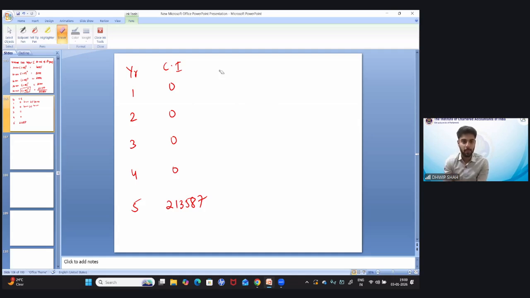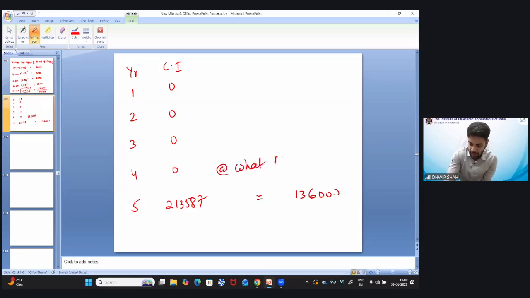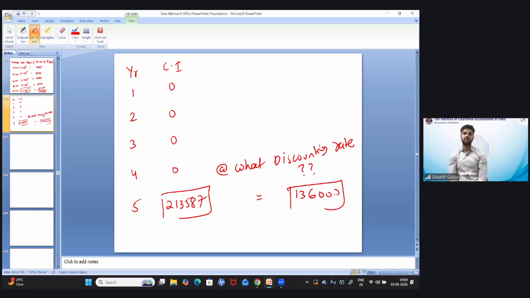Followed everyone? Understood? Now find the IRR using trial and error method, where 213,587 equals to my PVCO, which is 136. At what discounting rate will this 213,587 be equal to 136? Followed everyone. This is modified IRR. So we brought all the intermediate cash inflows to a single point. That single point was at the end of the project life, and that single point is called as terminal value point.